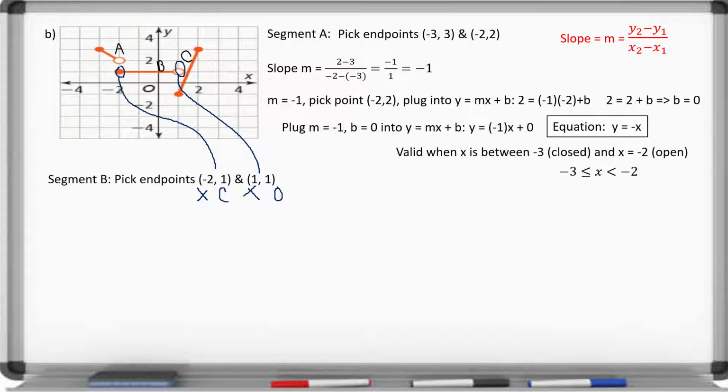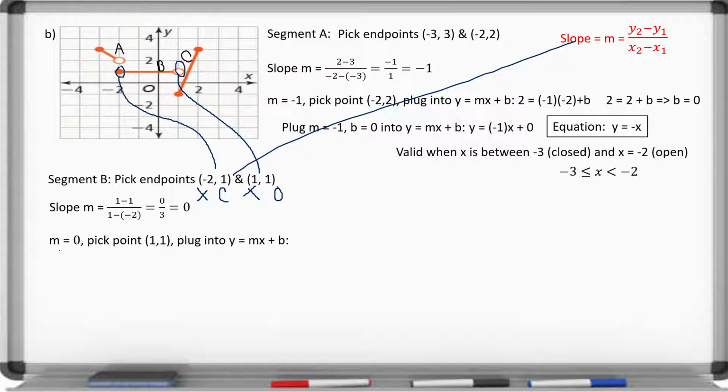All right, so let's go ahead and use those two points and plug it into the slope formula. So we get 0 for the slope. So if the slope is 0, let's pick one of these points, 1, 1. Plug it into y equals mx plus b. So we get y is 1, x is 1, but m is 0. So we get 1 equals 0 times 1 plus b. So we get 1 equals 0 plus b, so b has to be 1.